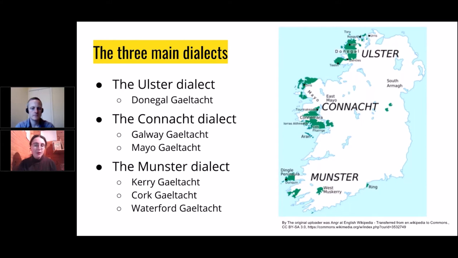the thing with Mayo is that it's a slight mixture between both Ulster and Connacht. So you have that Donegal influence and that Connemara influence, and you can actually hear those two influences there. And then of course, as I was saying, you've got the Galway Gaeltacht, which is most famously known as the Connemara dialect, and you have the Aran Islands and different areas within what's known as Connemara.